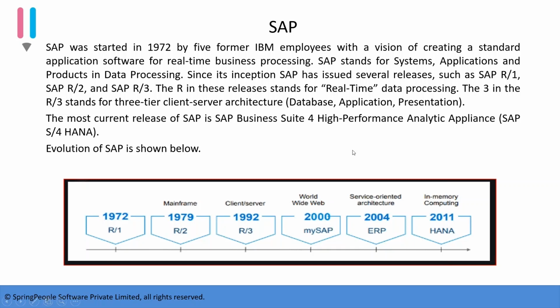Now the most current version of SAP is SAP Business Suite for High Performance Analytic Appliance. So this is the full form of SAP S4 HANA. Now there is no meaning for this 4. Since this is the latest, the most recent version released by SAP, it is called the fourth version, 4.1. So apart from this, there is no meaning for this 4.